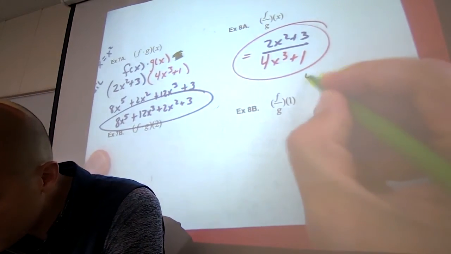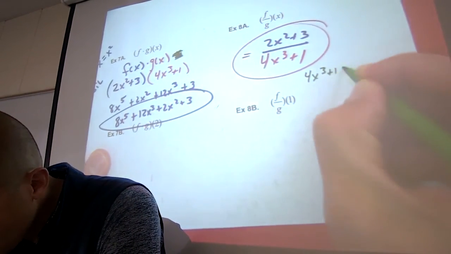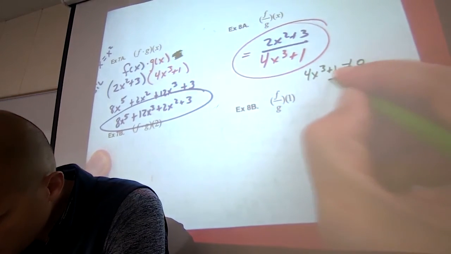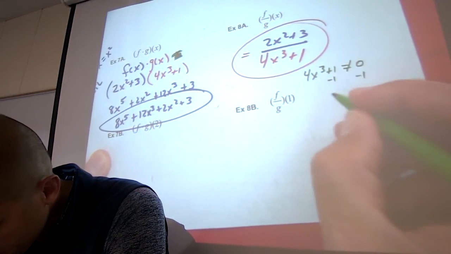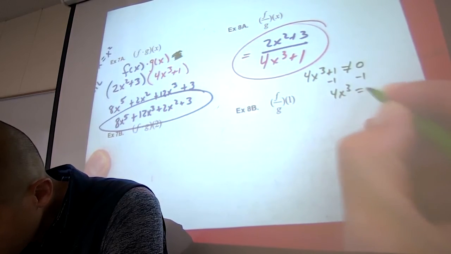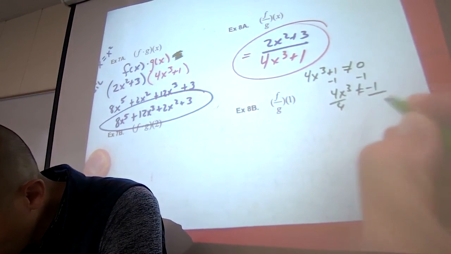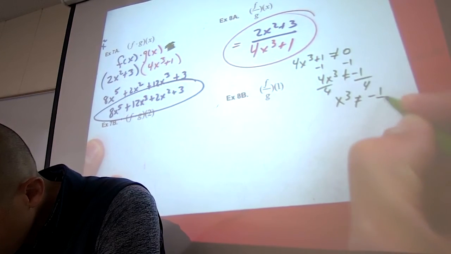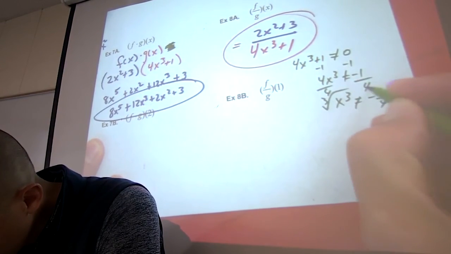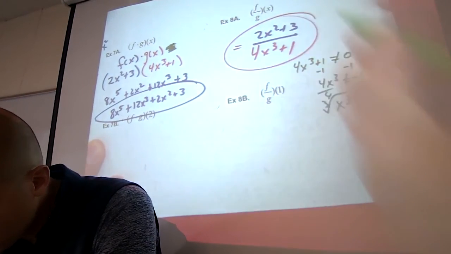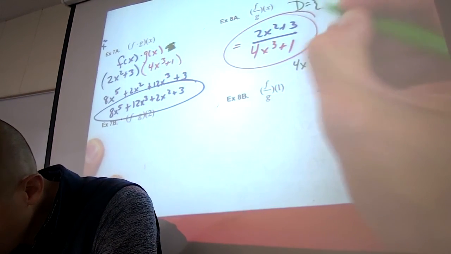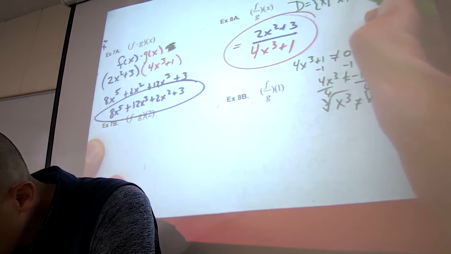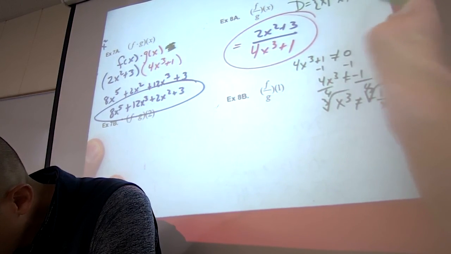Remember, your domain cannot be 0 for denominators. I would subtract 1. Almost done here. I would divide by 4. And then I would cube root. So my domain is the set of all real numbers, except x cannot be the cube root of negative 1/4.